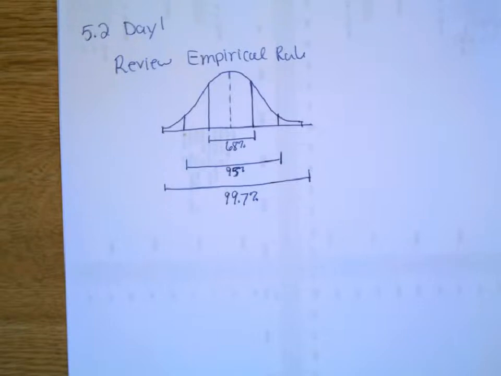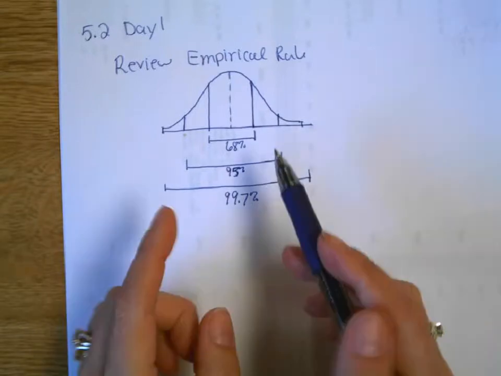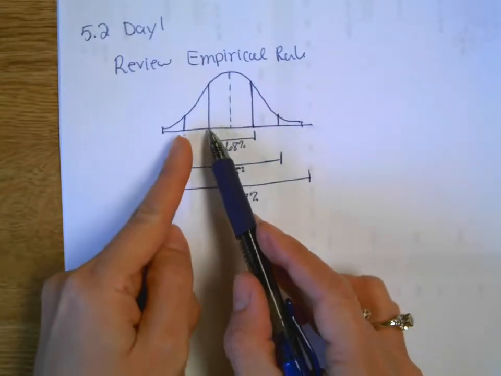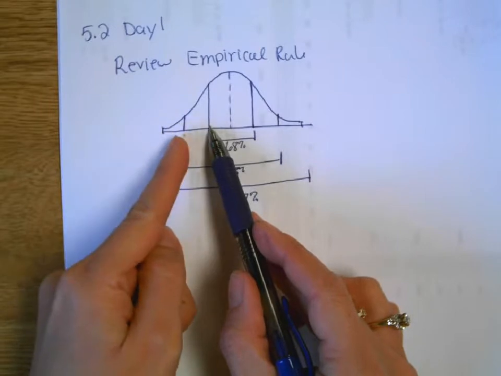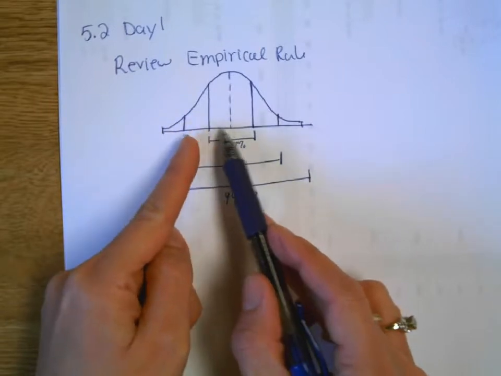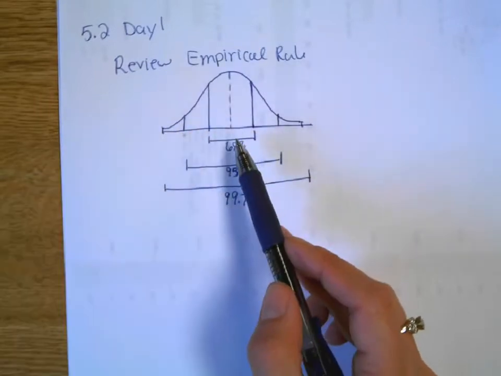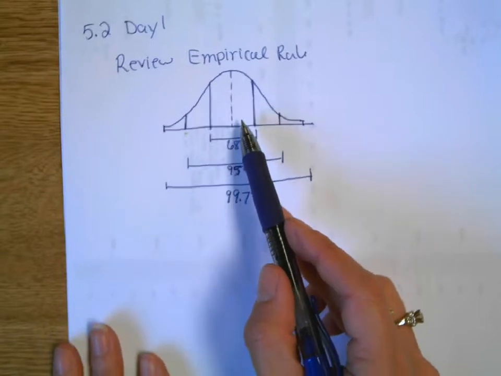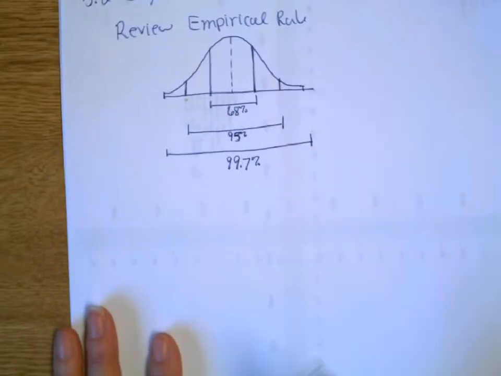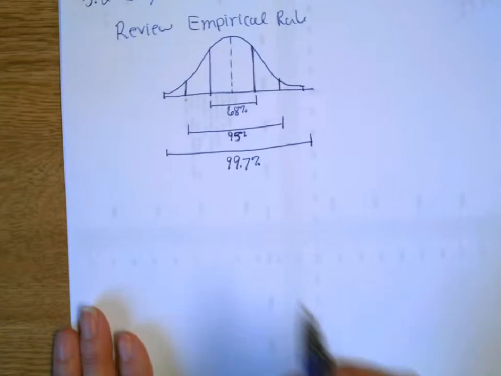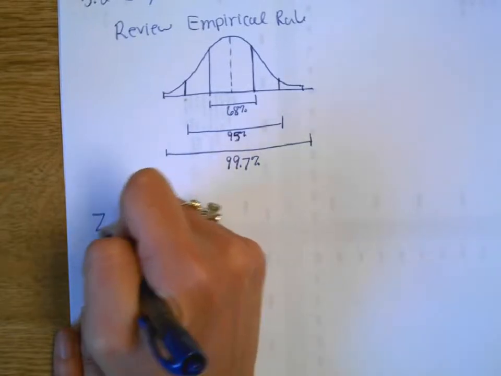What we're going to do today is find the percentage of the graph that doesn't land exactly on 1, 2, and 3 standard deviations away. So we're going to be in between these things. So that's where we're headed. And what we're going to be doing is converting scores into what's called a z-score.